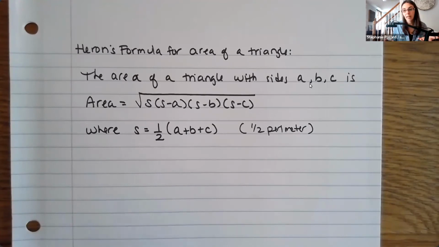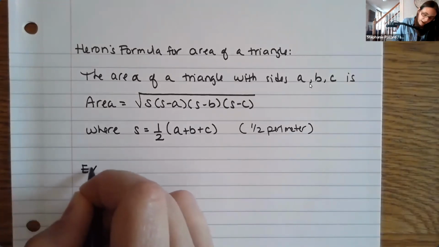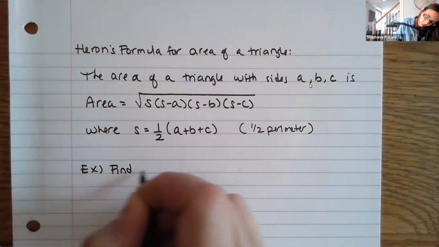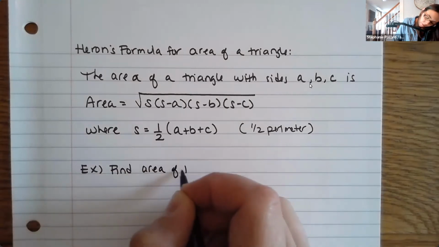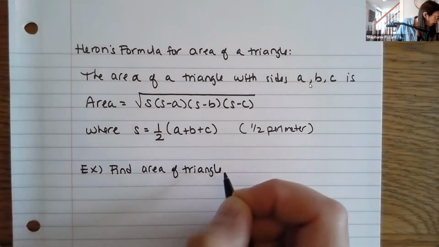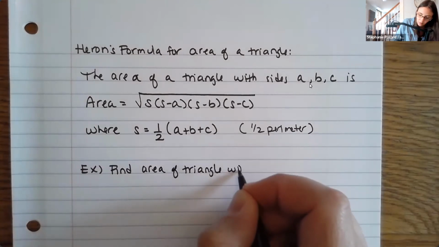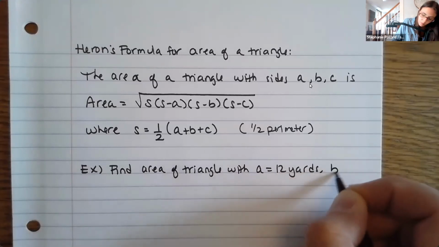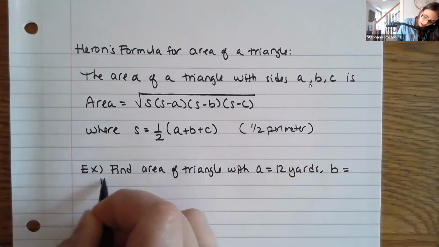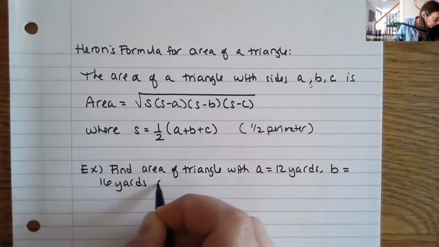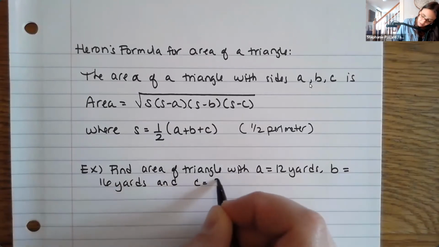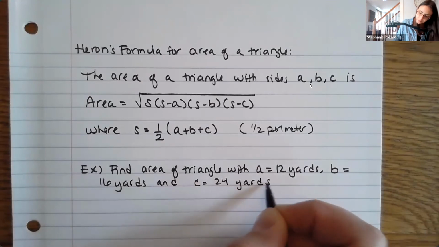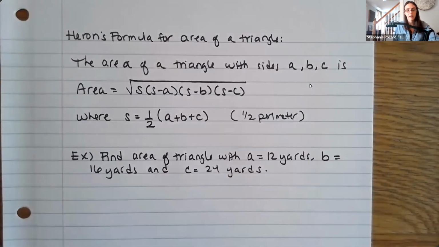And it's one where you actually, again, don't need that height. So you don't need to have a 90-degree angle to actually use this formula here. So we're going to find the area of a triangle with A equals 12 yards, B is equal to 16 yards, and C equals 20 yards. And again, we're going to use Heron's formula here instead.